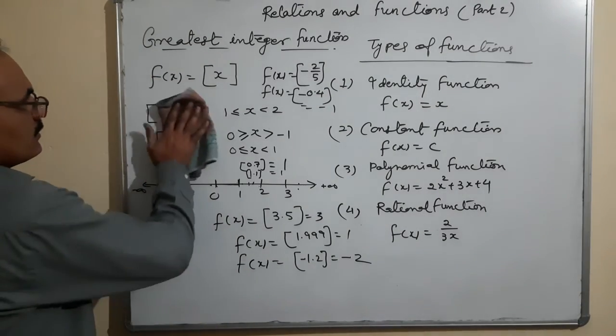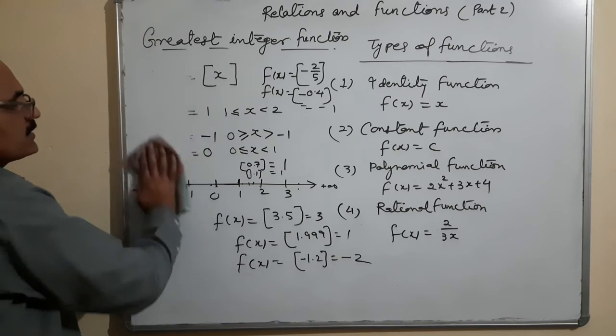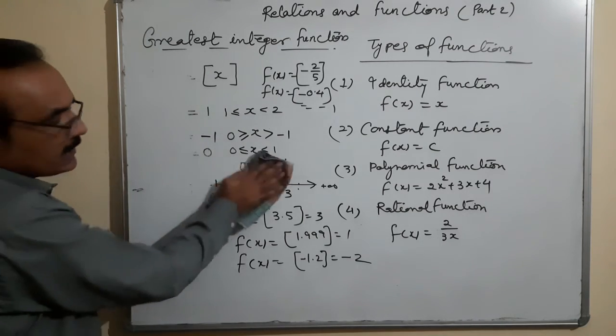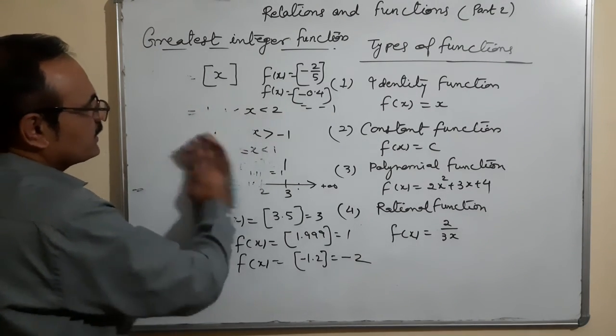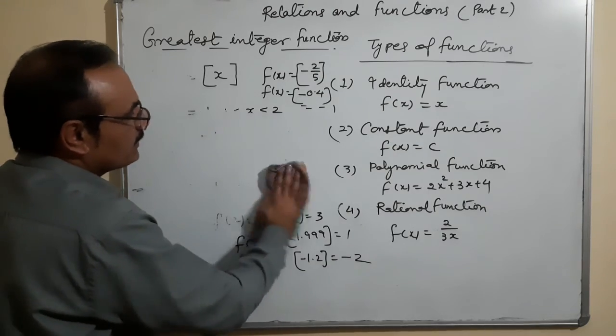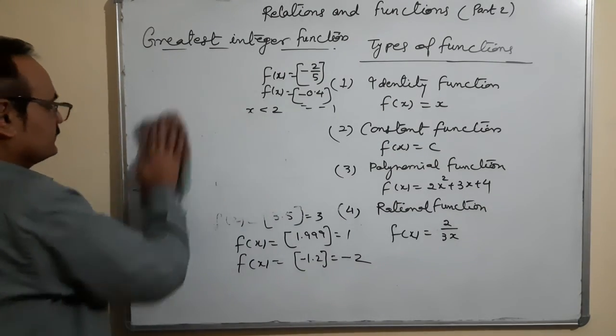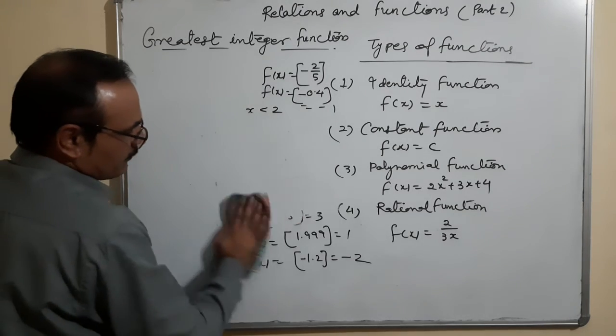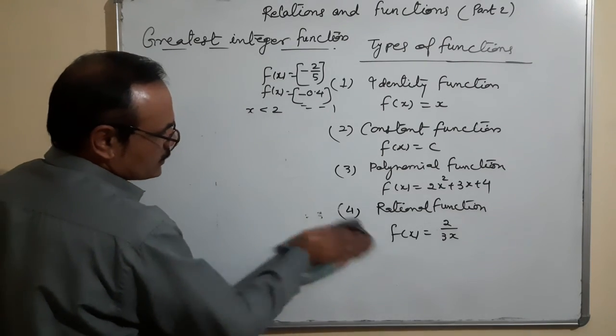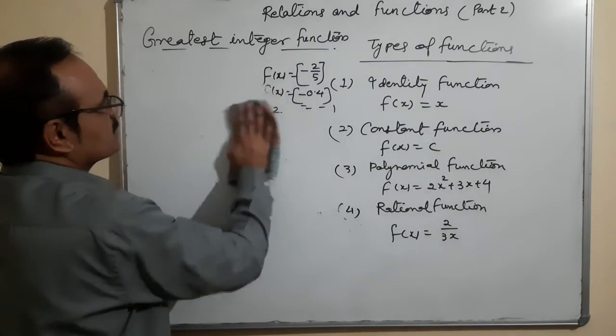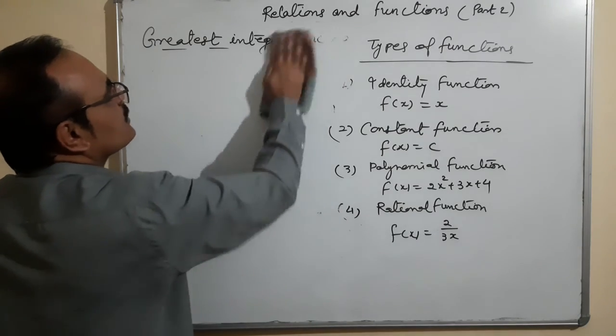One is also called the smallest integer function, just opposite, to the right of the number. But I am not explaining this, otherwise you will get confused. You will remember only the greatest integer function. Okay. So these are all types of functions.